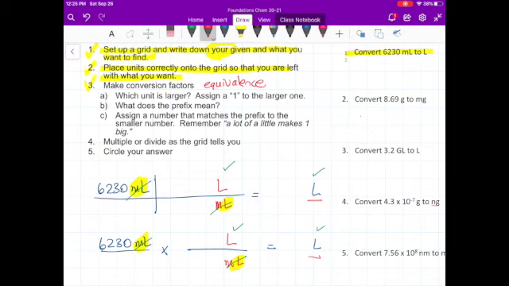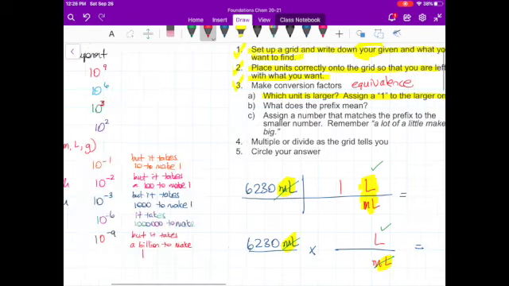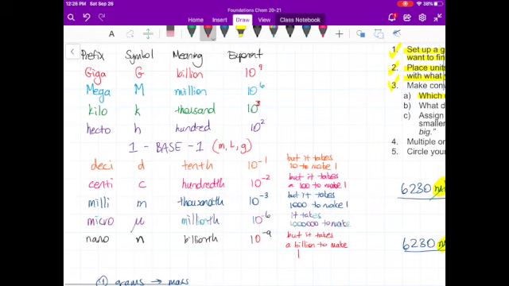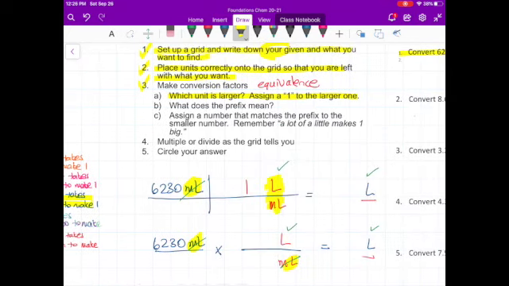Okay, so I'm going to look at this, and the first thing is I ask myself, which unit is larger? Assign a 1 to the larger one. So right now, I'm comparing milliliters to liters. So I'm comparing these two. Who's bigger, a liter or a milliliter? Well, you've been around long enough to know that a liter is bigger, so we're going to assign the 1 to liter. Then what does milli mean? Well, if we go back to our chart, right over here, it says milli means thousandth, but it takes 1,000 to make 1. So I'm going to put 1,000 down here.